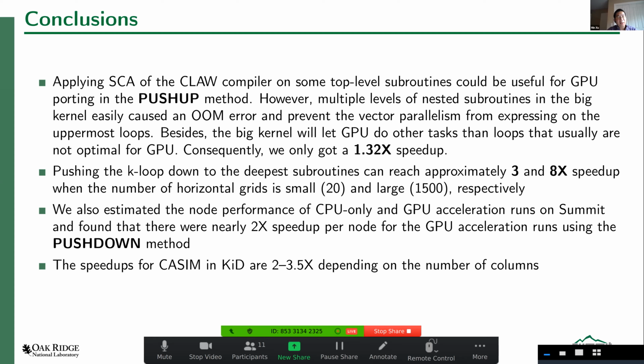And pushing the K loop down to the deepest subroutines can reach approximately 3 and 8 times speed up when the number of horizontal grids is small and large, respectively. We also estimated the node performance of the CPU-only and the GPU acceleration runs on Summit, and found that there are nearly 2 times speed up per node for the GPU acceleration runs using the pushdown method. The speed up for CASIM and KiD are 2 and 3.5 times depending on the number of columns.